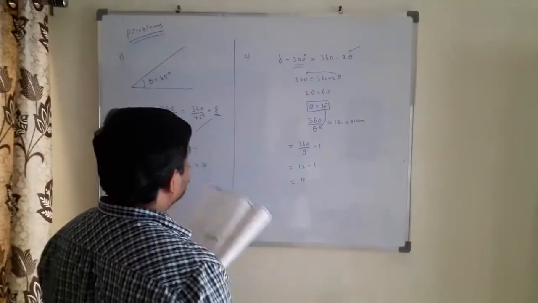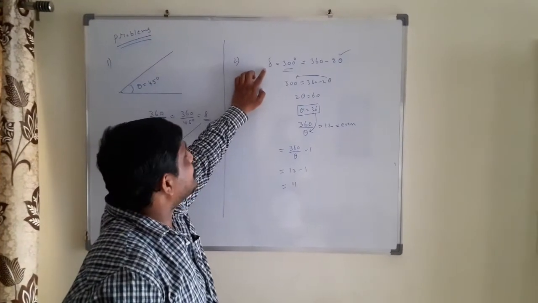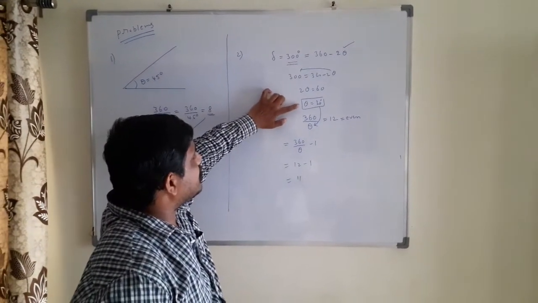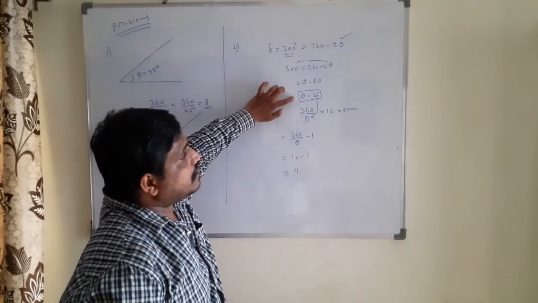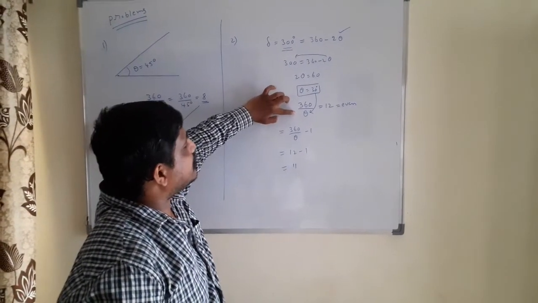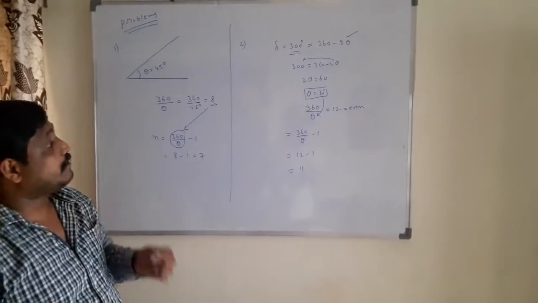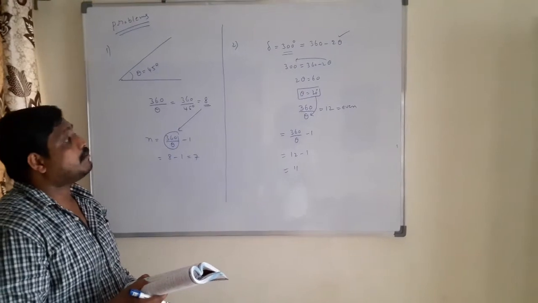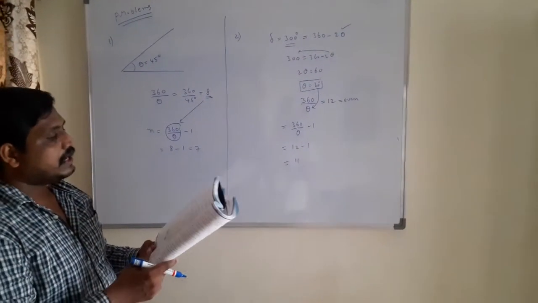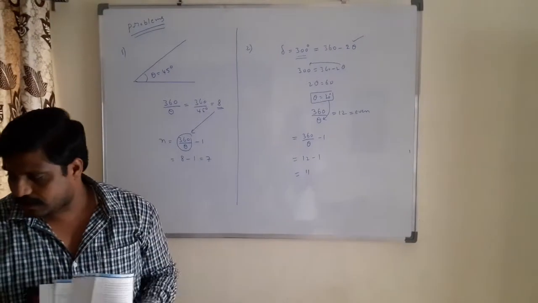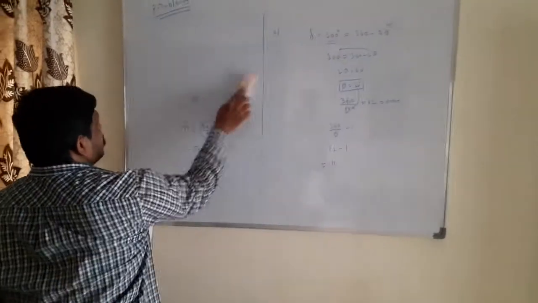Look here once again. Here the deviation is given as 300 degrees. Theta is the angle between the two mirrors, and 360 by theta is 12. 12 is even. What is the number of images formula? 360 by theta minus 1, that means 12 minus 1. The number of images we get is 11. Okay, next, in the material, the third problem.